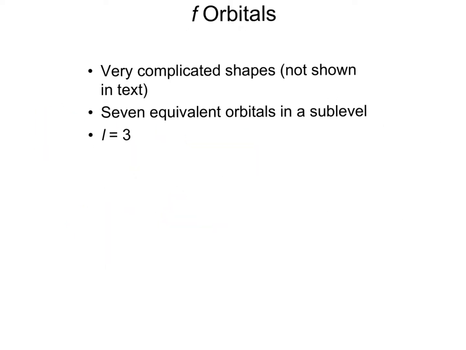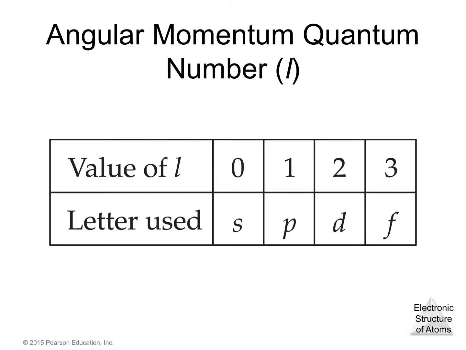The final type of orbital is an f orbital. The shapes for these get very complicated. There are 7 orbitals within the f sublevel that we're talking about, and the quantum number L would be equal to 3 for an f orbital. So the values for L are 0, 1, 2, and 3, and they represent s, p, d, and f orbitals respectively.